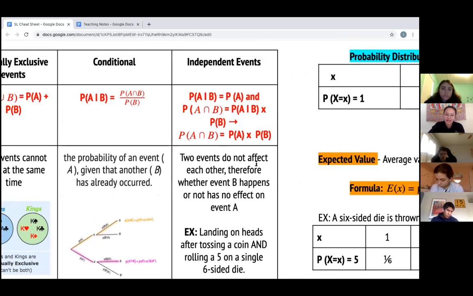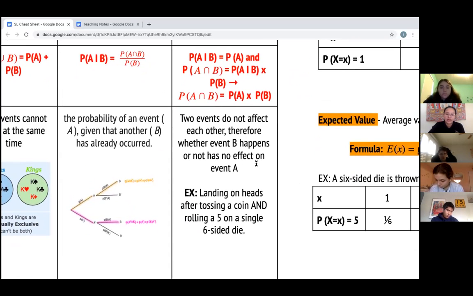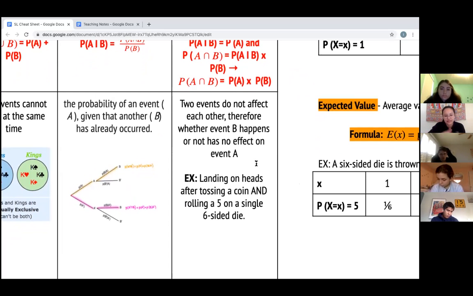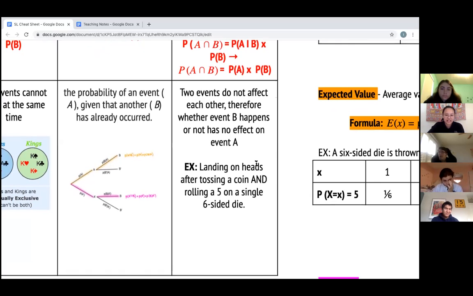And then independent events: they do not change the probability when the other event changes. An example here is landing on heads after tossing a coin and rolling a 5 on a single 6-sided die. It is an independent event because it doesn't change the probability when the other event changes, in this case.